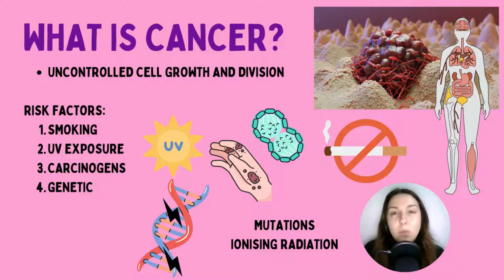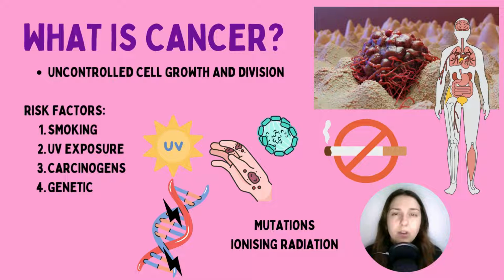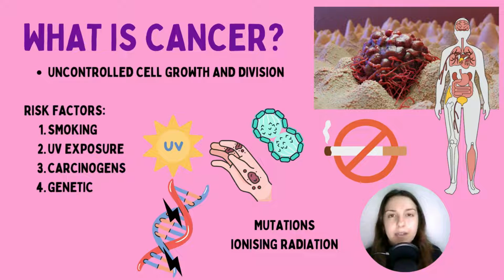So let's get into it. What actually is cancer? Well, at GCSE you need to know that cancer is defined as uncontrolled cell growth or division. And all cells in our body, except the gametes, the sperm and egg cell, will divide by mitosis. This will lead to two new daughter cells which have the same exact genetic information as the parent cell.